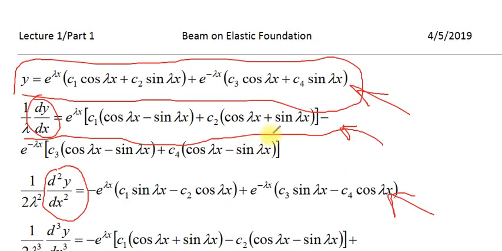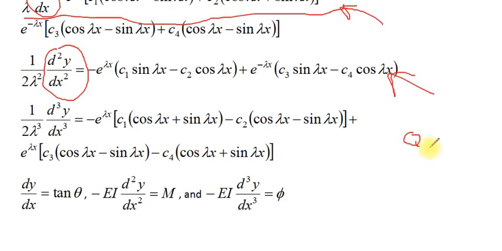So from the general solution of deflection of a beam on an elastic foundation, deriving it for the first time gives us dy over dx, the slope of the beam. The second derivative gives us the moment. The third derivative gives us the shear of the beam at any location in the beam.